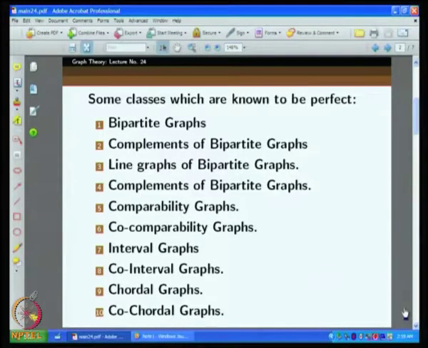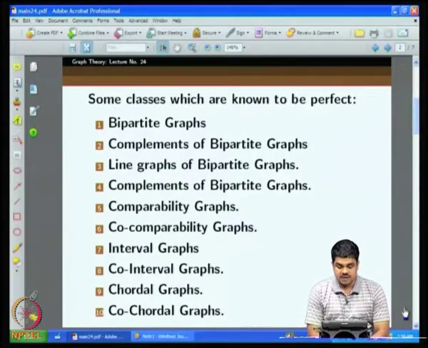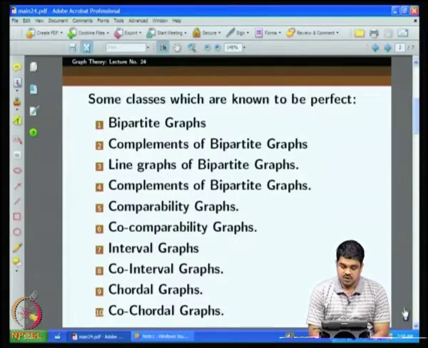In the last class, we had introduced the class of perfect graphs and we had considered several examples of perfect graphs. First was bipartite graphs and complements of bipartite graphs. Then we considered line graphs of bipartite graphs, complements of line graphs of bipartite graphs, and comparability graphs, their complements. And finally, we had reached interval graphs.